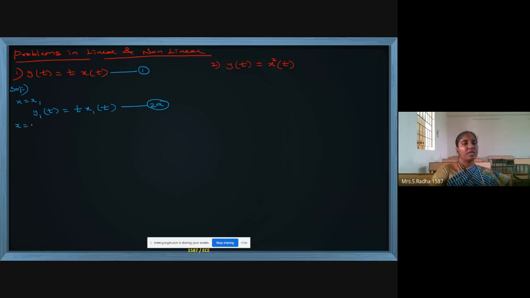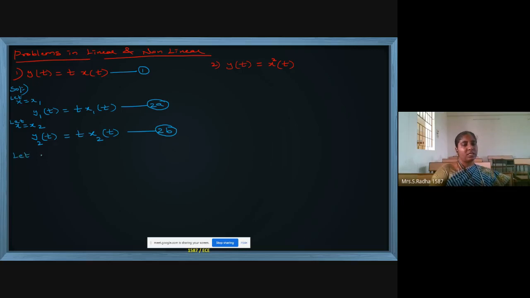Now, in the place of x, you put x2, and you can name the output y2. You give new names each time, and on the RHS you put only in the place of x whatever we are assuming: let x equal to x1, let x equal to x2. Let this be equation 2b.